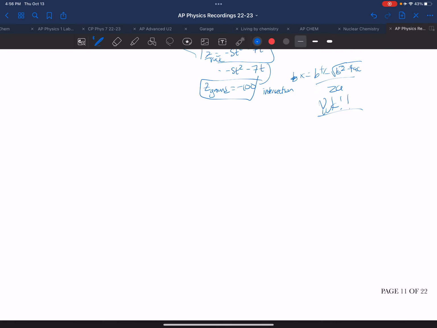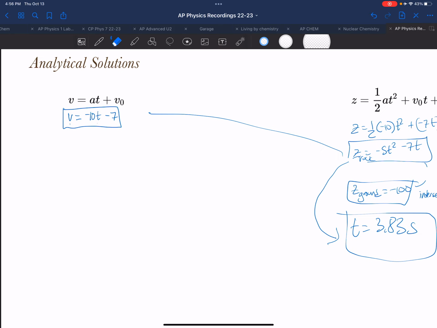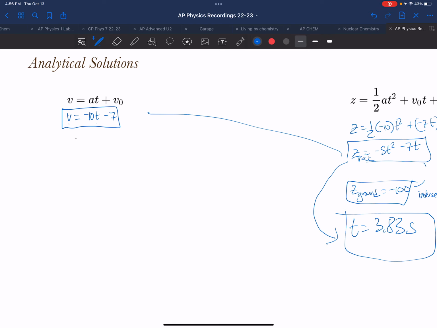So now, on our answer paper, we can just say that t equals 3.83 seconds. And that's sufficient. We can go from this to this and just give this answer. We don't need to show any work for how we got it. Beyond this, we've gotten to that point, and now that's our answer. So that will tell us how long it will take. And now the impact velocity: minus 10 times 3.83 minus 7. So that's minus 38.3 minus 7, which is minus 45.3 meters per second.